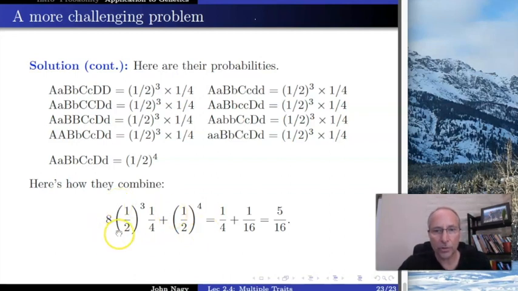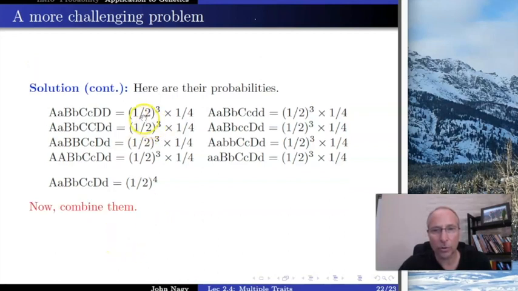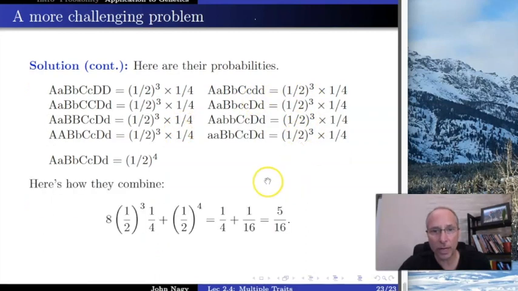Here, notice, there's eight of those that are 1/2 to the third power times 1/4. So circle that. And notice, we go back, that 1/2 to the third power times 1/4 is just all of those. There's eight of those, so it's eight times that. To this we have to add the 1/2 to the fourth power. Now look at this. What's 1/2 to the third power? Well, it's 1/2 times 1/2, which is 1/4, times 1/2, which is 1/8. So this 1/2 to the third power is 1/8. 8 times 1/8 is 1, and then we're just left with 1/4. 1 times 1/4 is 1/4, so there's 1/4. That's why I don't use a calculator.